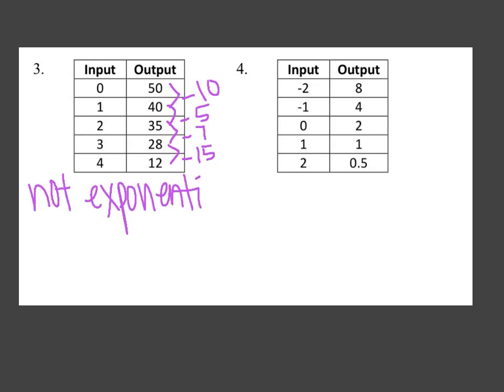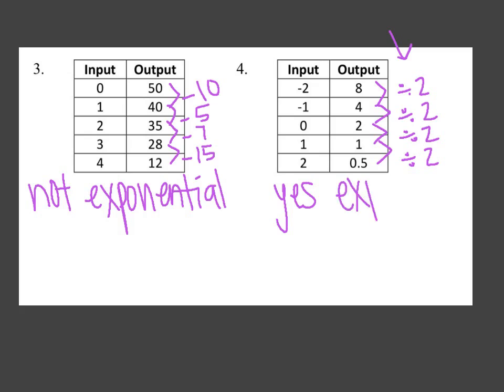Table number 4. I started at 8, went down to 0.5. So I know it's decreasing, but I want to know by what. And hopefully it's multiplying or dividing. Well, 8 to 4, I could divide by 2. 4 to 2, also divide by 2. 2 to 1, also divide by 2. 1 to 0.5, that's also divide by 2. So I do have a pattern, and it is a pattern of dividing. So yes, this is exponential.